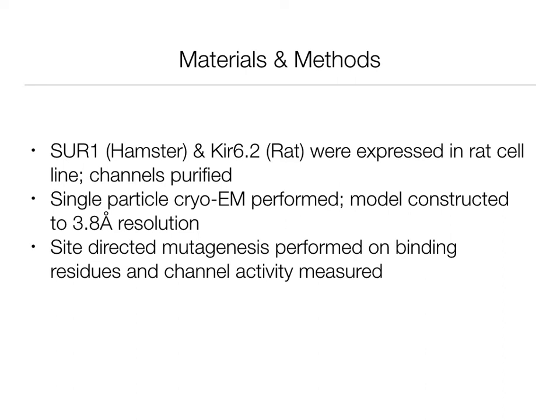In order to elucidate the mechanism of interaction between GBC and KATP channels, the researchers in this study expressed the SUR1 gene from a hamster and the KIR6.2 gene from a rat in a rat cell line, and the channel proteins were purified. Single particle cryogenic electron microscopy was then performed, and a model was constructed with a resolution of 3.8 angstroms. Finally, site-directed mutagenesis was performed to convert likely GBC binding residues to alanine in order to elucidate the effect this had on the sensitivity of these proteins to GBC inhibition.